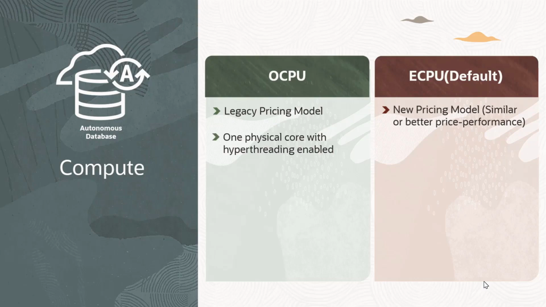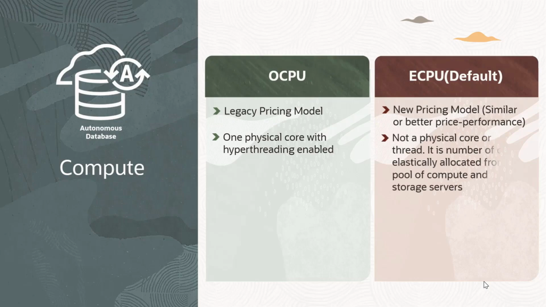OCPU is equivalent to one physical core with hyper-threading enabled, while an eCPU is not a physical core or thread. Cores are allocated to your autonomous database from a pool of compute and storage servers. eCPUs provide a consistent pricing metric that is independent of the underlying hardware, like the model or the speed of the processor, etc. The minimum number of OCPUs you must provide is 1, while if you use eCPUs, the minimum count is 2.